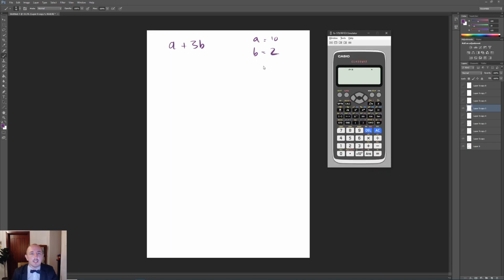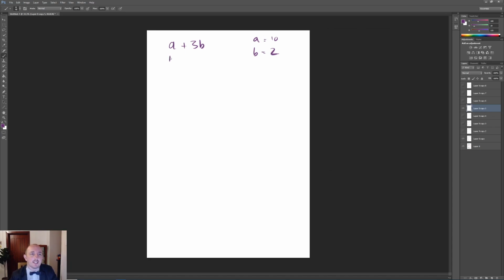I can use any letter here. I happen to have an A and a B on my calculator, but if that was X and Y or J and K, it doesn't matter. I can just assign something in my mind to that. Let's say A plus 3B. What I can do is press the calc button here, and I want to put in A equals 10, B equals 2, press equals one more time, and I get the answer of 16. So the calculator's done 10 plus 3 lots of 2 and got 16 for me.